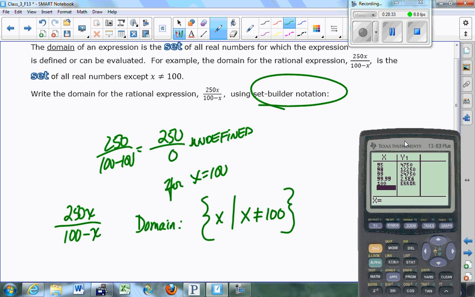All right? So this is the domain. This is what we call the domain. So if you tried graphing this expression on your calculator, at the number 100, something funny is going to happen. Okay, but we won't go there just yet. Something funny will happen on your calculator. Okay, because it can't compute the value at 100. Right?